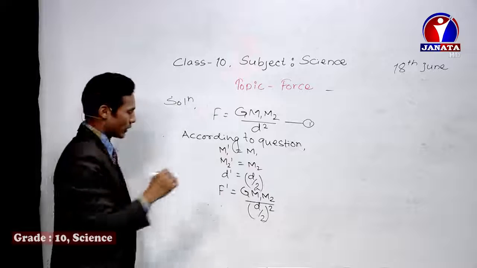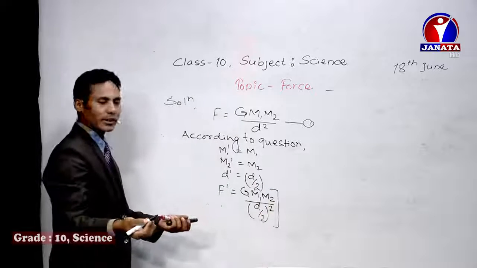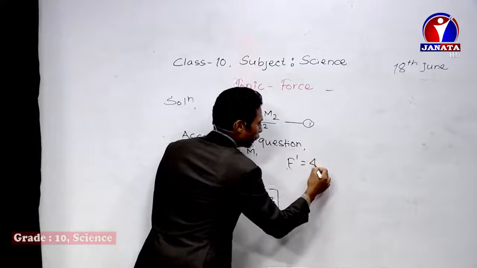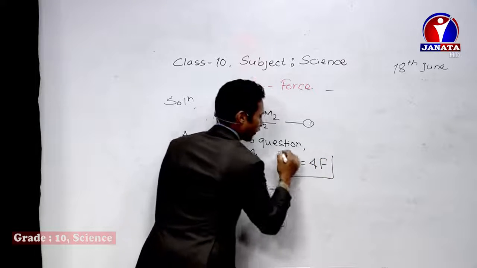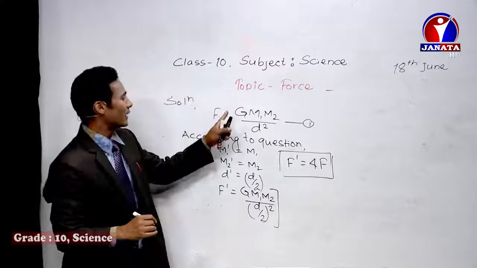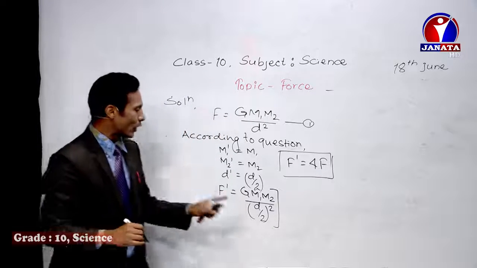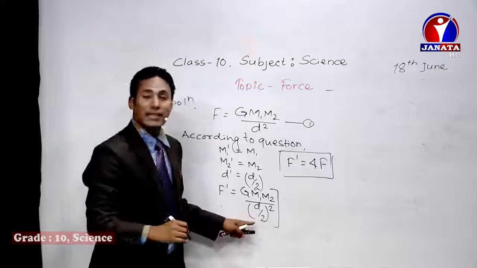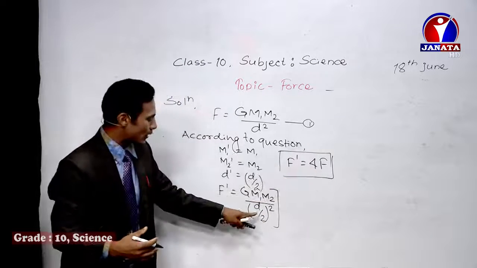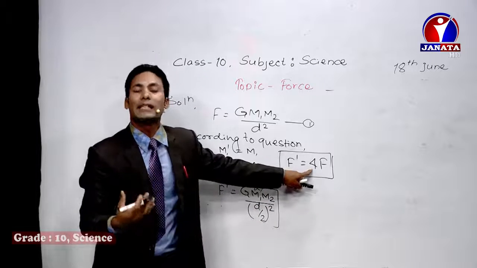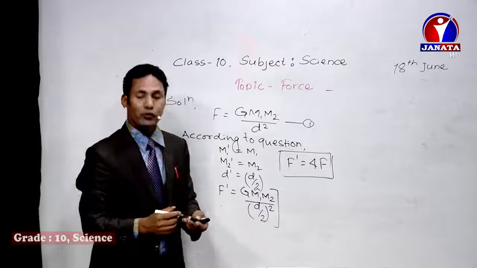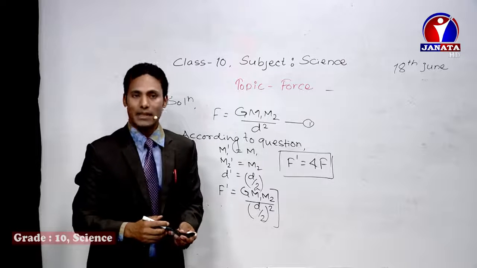Try to solve this yourself. In the next class we will discuss this also. Whenever you solve this you will get F dash equals to 4 times of F. That means when we decrease the distance by 2 times, the gravitational force gets increased by 4 times. So the gravitational force exerted between the two masses is inversely proportional to the square of the distance.